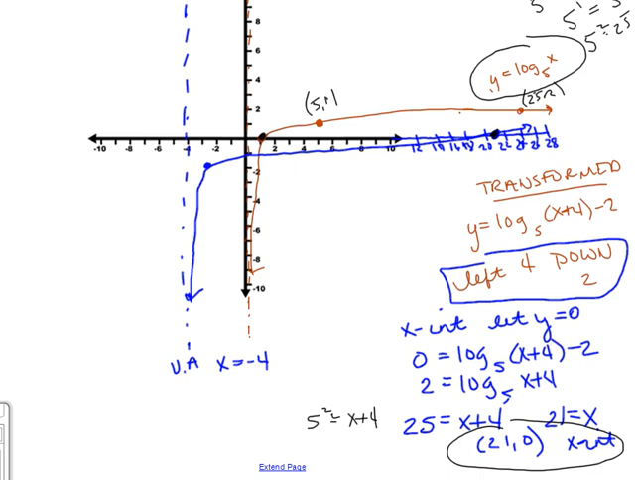You want to make sure and probably draw that vertical asymptote in. I didn't mention that. The vertical asymptote of log base 5 of x is x equals 0. So if that graph is being moved to the left 4, so would the vertical asymptote. So the vertical asymptote would be drawn in at x equals -4.